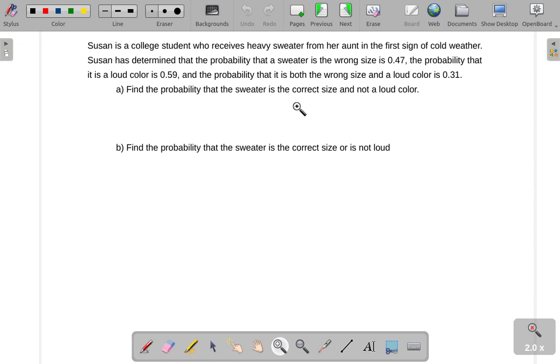This seems to me like an empirical probability. That's why we don't have a sample space here. We just have the raw probabilities. All right, so let's find the probability that the sweater is the correct size and not a loud color.